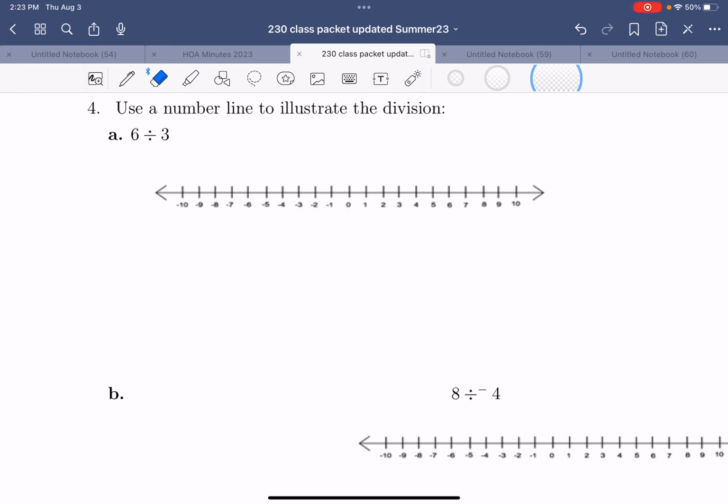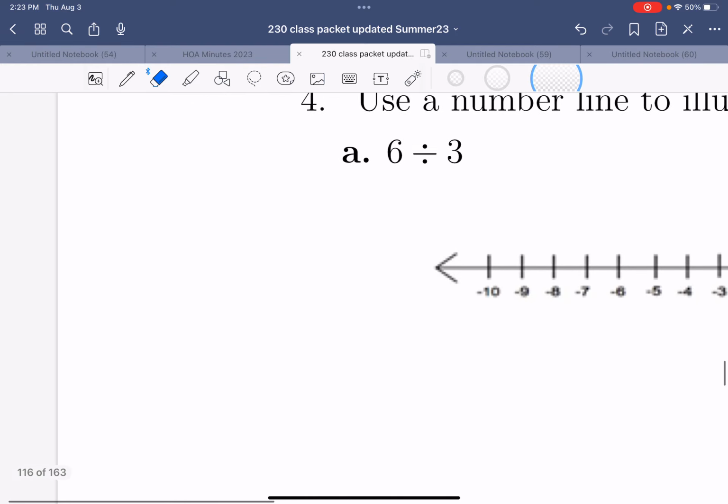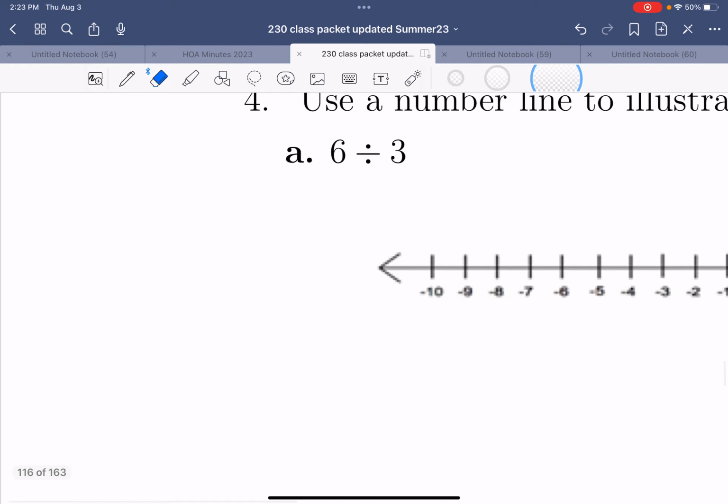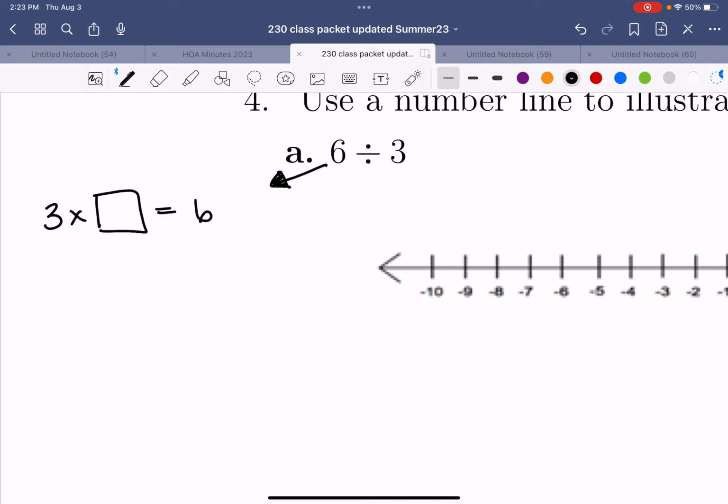So we are going to use a similar strategy here that we did with chips. And that is that the first thing we're going to do is go ahead and change this problem from division to multiplication. Then we're going to use what we know about number lines and multiplication to set ourselves up for success here. So the first thing that I'm going to do is switch this to multiplication. So that means this will become 3 times some number gives me 6. Okay. So the answer to the division problem is what goes in the box, right?